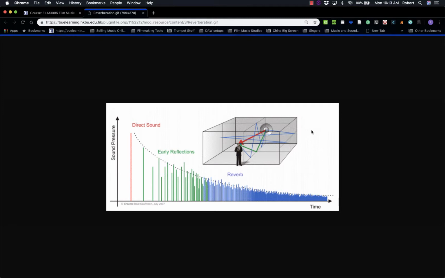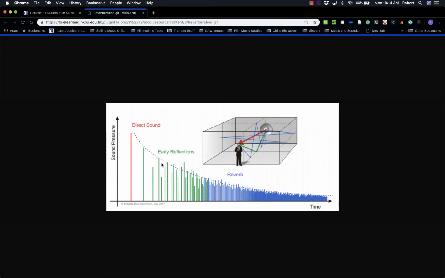Using reverberation within a 5.1 surround sound system. Well, the first thing you need to consider is how reverberation within a room is established, or how it propagates from the original direct sound of that person.